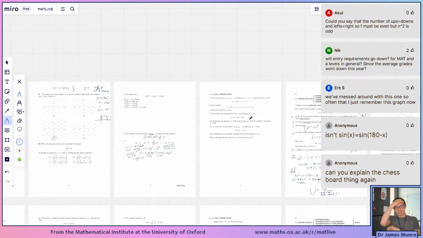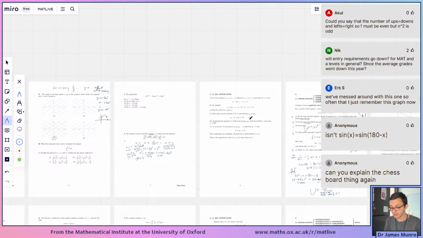Number of ups equals downs, number of lefts equals rights. So f must be even. Yes, that works too. Yep, cool. There's another even odd argument. I call it keeping track of left-right motions and up-down motions, which is a little bit like colouring in the chessboard with 4 colours. Anyway, it's a little bit like tracking the motion in a different way.